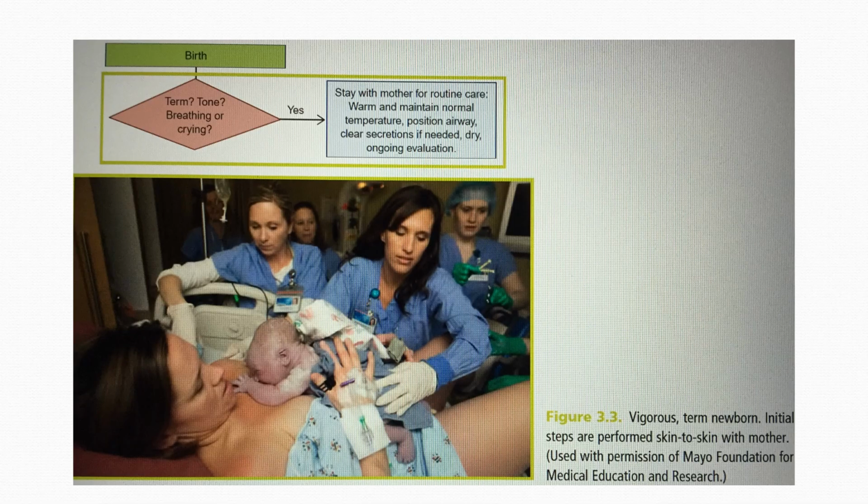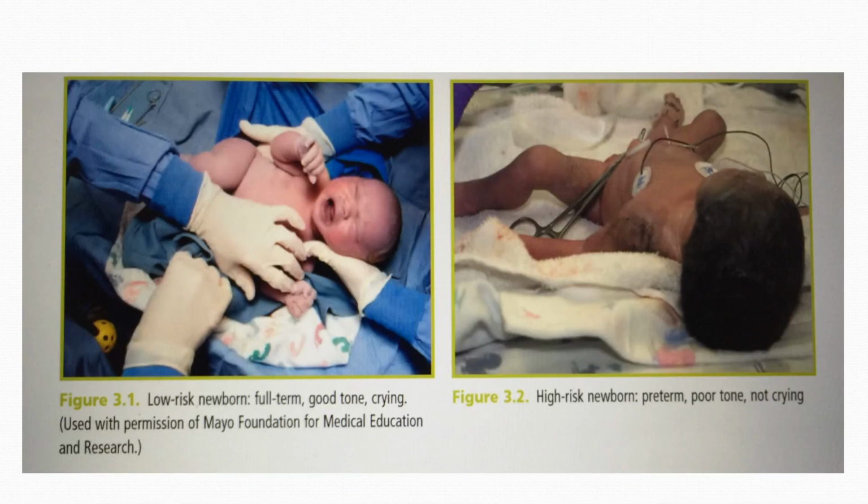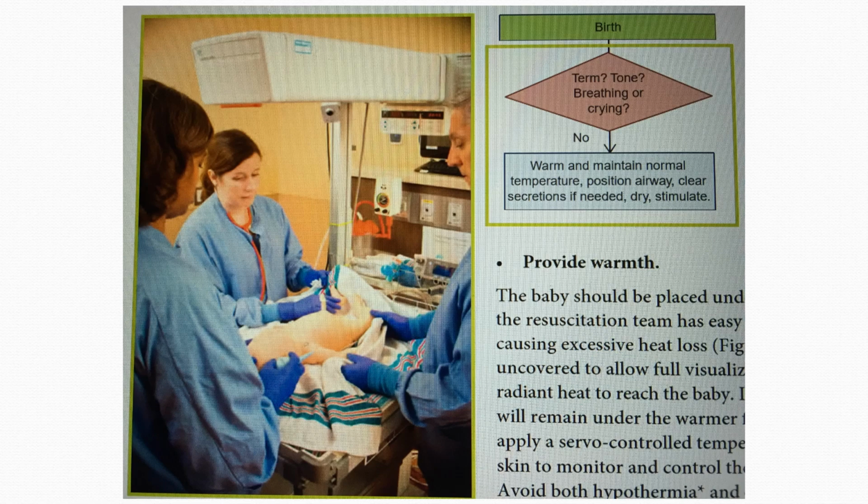And this is the scheme of presentation: birth, term, good tone, breathing or crying, yes, stay with the mother with routine care. And this is the difference when you see a term baby with low risk, who has good tone and is crying, and on the other side, a high risk newborn who is preterm, has poor tone and is not crying.